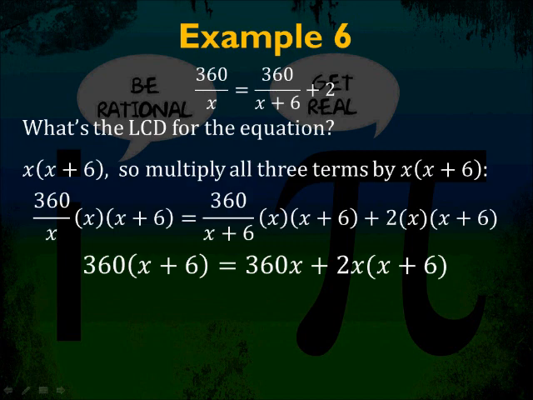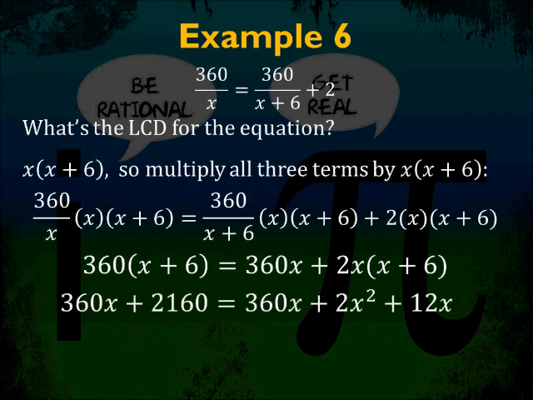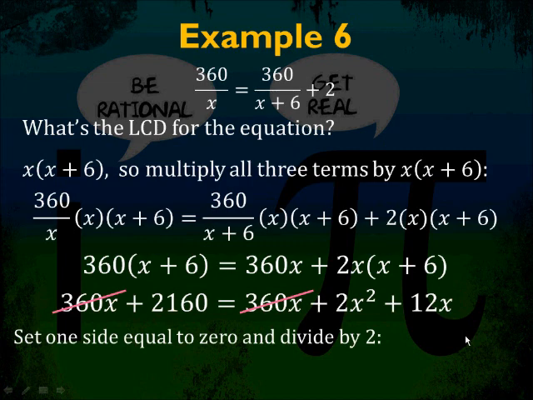So now let's distribute and combine like terms and set one side equal to 0 because we have an x squared. So the 360x's nicely disappear. Now I'm going to move the 2160 over to the right side and then divide both sides by 2 to get a singular coefficient of 1 behind the x squared. So you're left with x squared plus 6x minus 1080 equals 0.